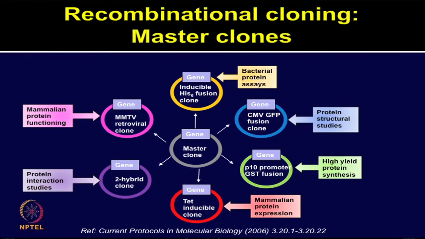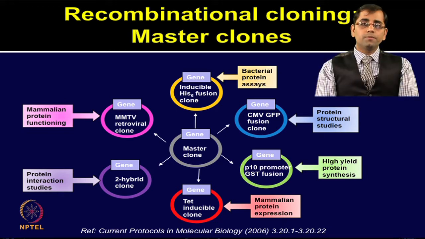So, the two steps are very quick. From the BP reaction, you can generate entry or master clones, which can further be used for transferring the gene of interest to the destination vector of your choice. Once these master clones are generated, they are immensely useful. You can transfer the gene of your interest from these master clones to different types of destination vectors based on applications.